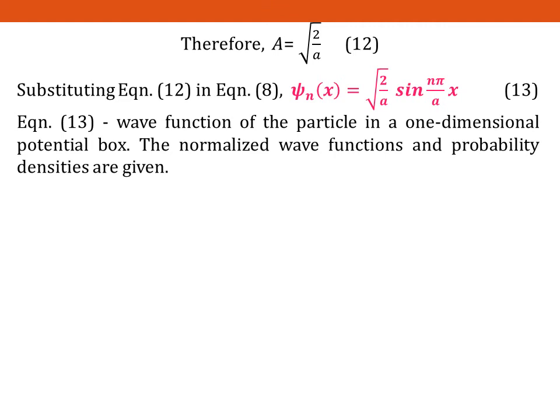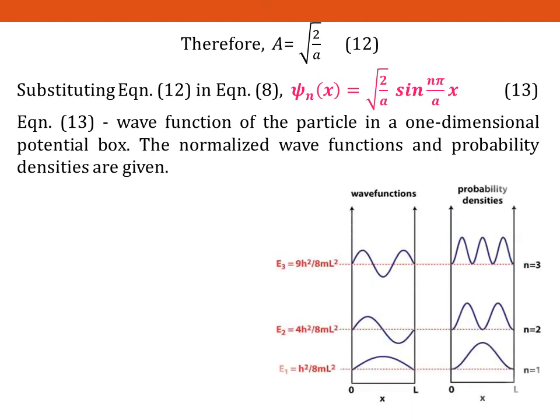This equation 13, as was told, is the wave function of the particle which is enclosed or entrapped in a one-dimensional potential box. We now look at the normalized wave functions and the probability densities which are present for a particle in this one-dimensional box along with their energy levels. It is observed that the wave functions are sine functions which taper off at the boundaries. Similarly, the probability densities are real and positive and do not have any negative values.